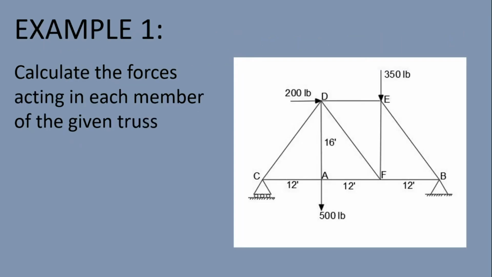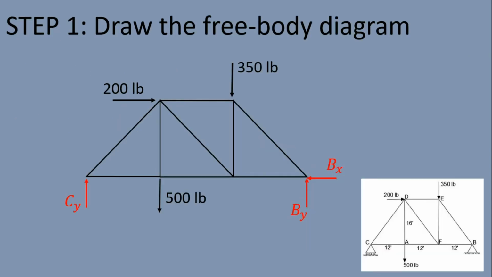So for example, number one, we have to calculate the forces acting in each member of the given truss. So we have this simply supported truss natin. So to do that, step one, we have to draw the free body diagram as the always first step in calculation. We have to draw the free body diagram.